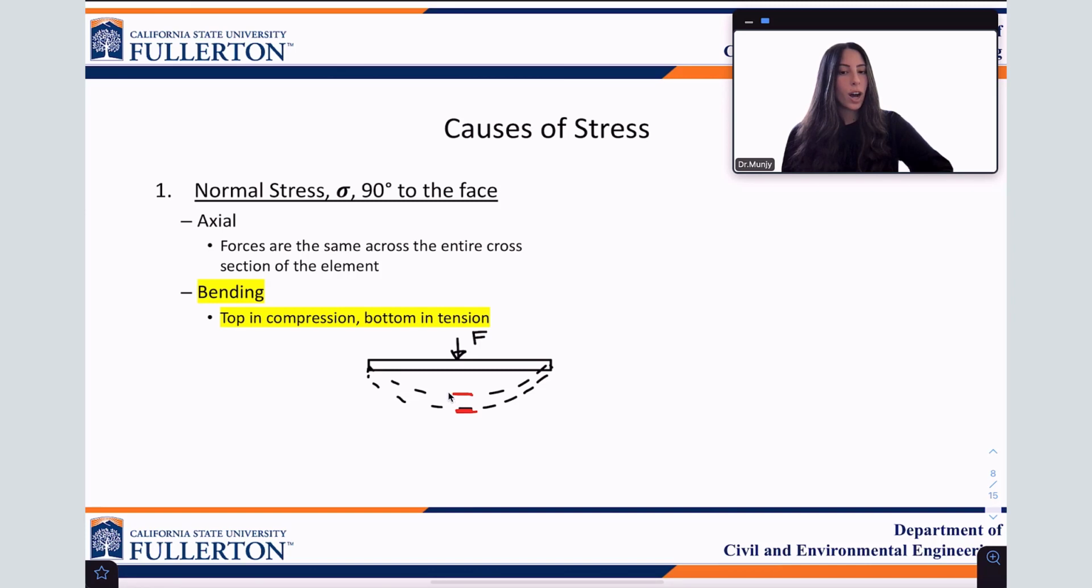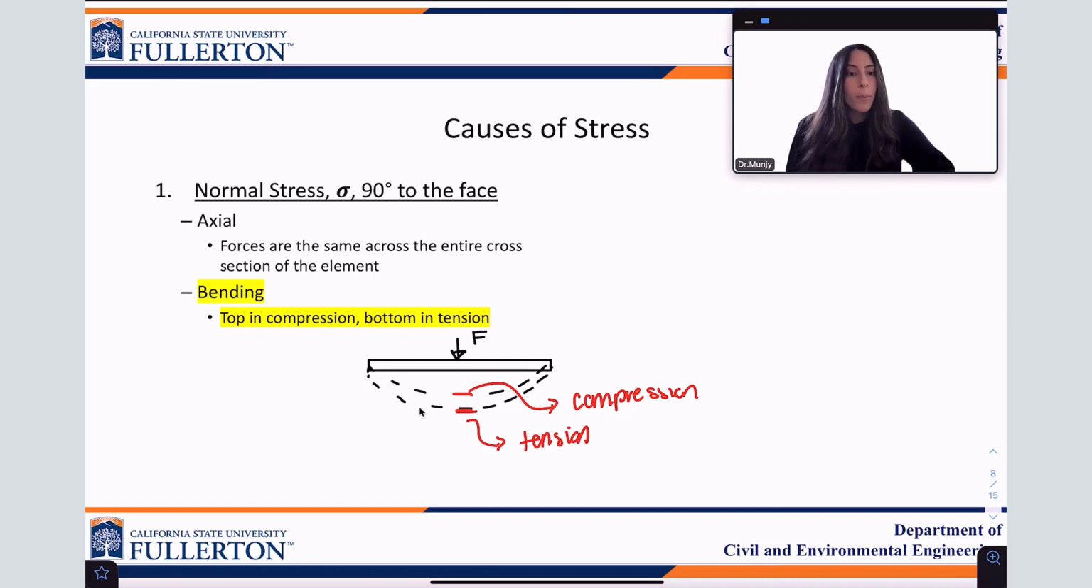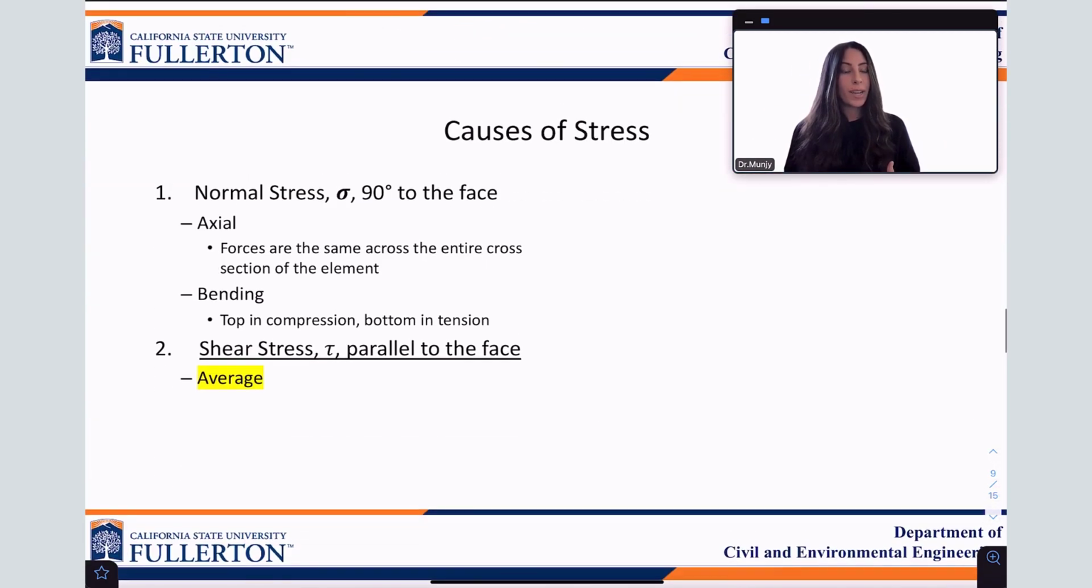And we have the top of that bar experiencing compression and the bottom experiences tension. Why does the top experience compression and the bottom experience tension? Because you can see the top of the member is actually getting shorter while the bottom of the member is getting longer. So when the bottom gets longer, it's in tension. When the top gets shorter, it's in compression. And this action of bending also contributes to normal stress.